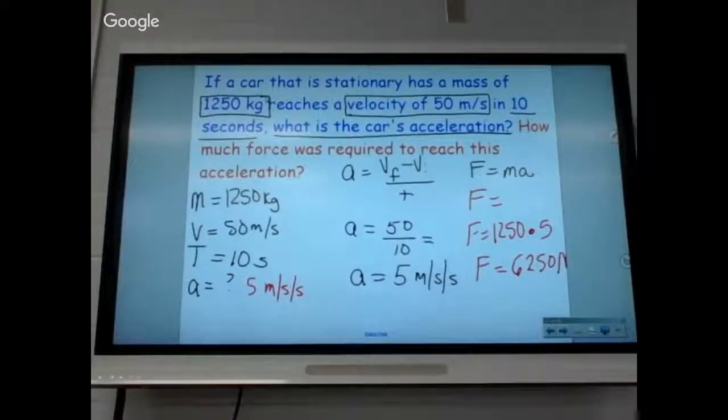Who has a question? Which one didn't you get, the lab or the math? The math? I'm going to set the math on your desk, because you don't need it to do the lab.